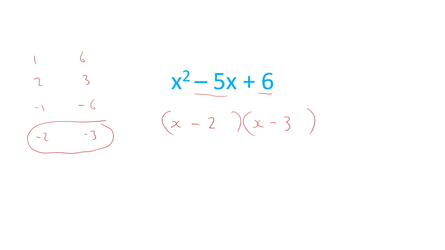And once again, we can check we're correct by expanding those brackets. So x times by x, x squared, x times by minus 3, minus 3x, x times by minus 2, minus 2x, minus 2 times by minus 3 is plus 6. Collect like terms, x squared minus 5x plus 6. So it works, and therefore we've correctly factorised this expression to make x minus 2 and x minus 3.